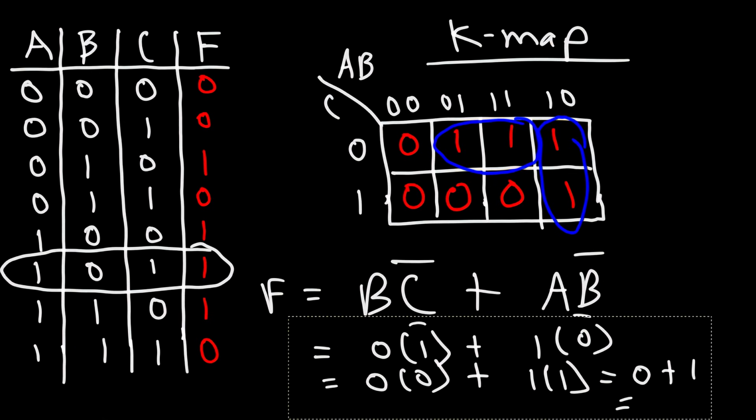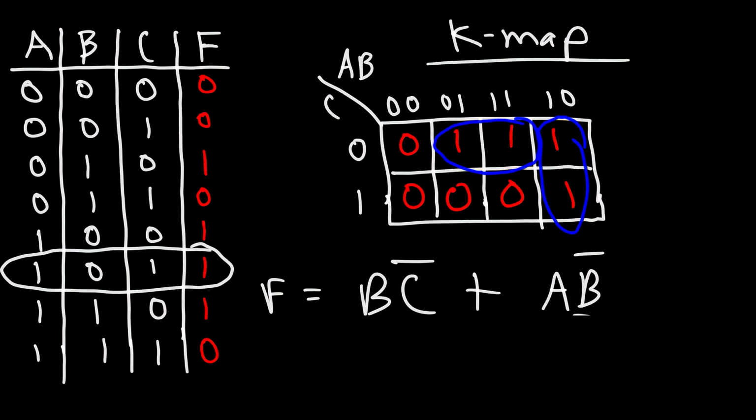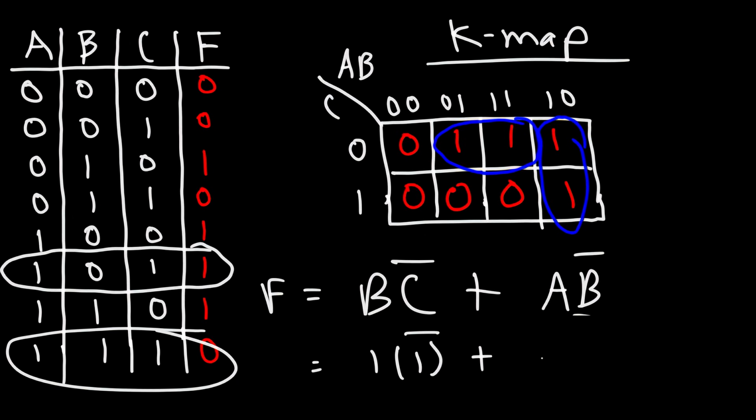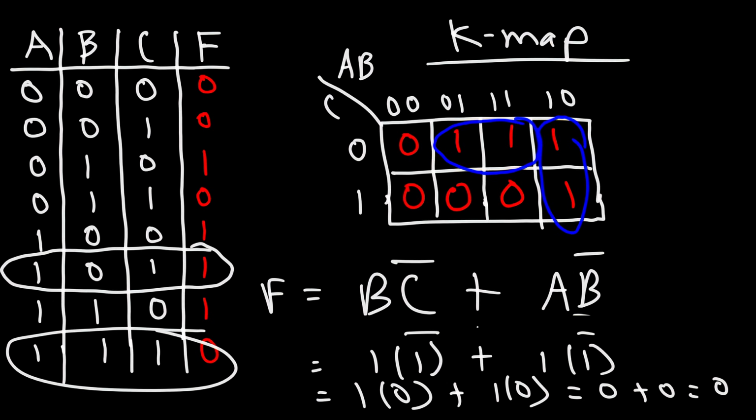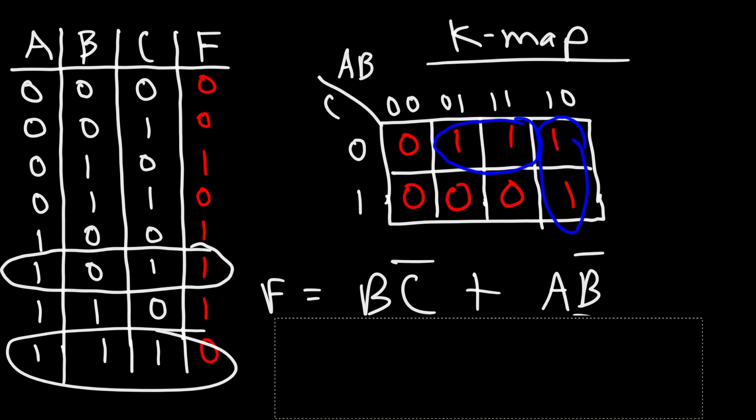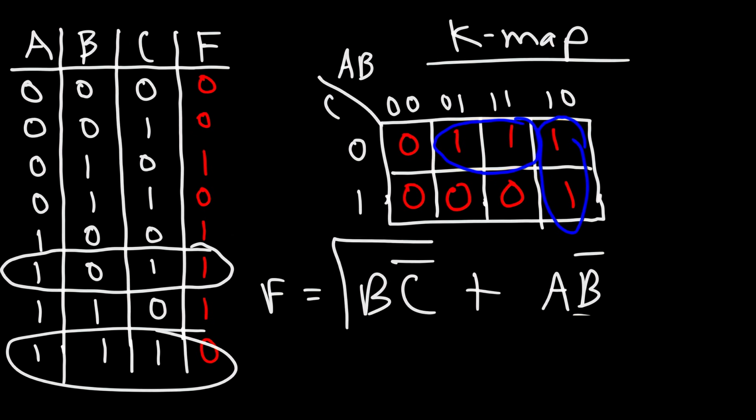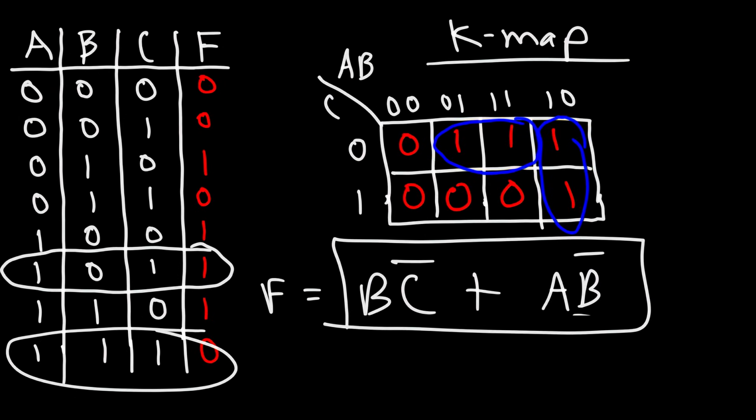Now for the sake of practice, and to make sure that we have the right function, let's try the last one. So B is 1, C is 1, A is 1, and B is 1 as well. So the complement of 1 is 0. And 1 times 0 is 0. 0 plus 0 is 0. And we can see that we have the correct output. So we have the correct function. So that's how you could use a Karnaugh map to quickly write a function that corresponds to a truth table.